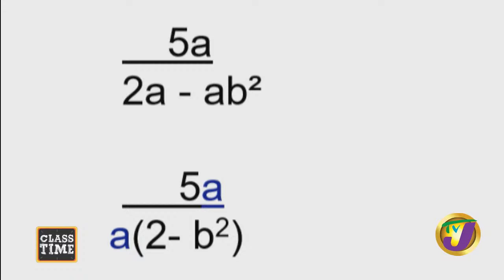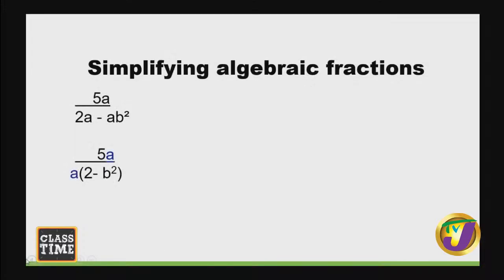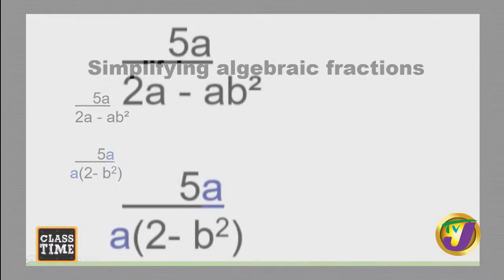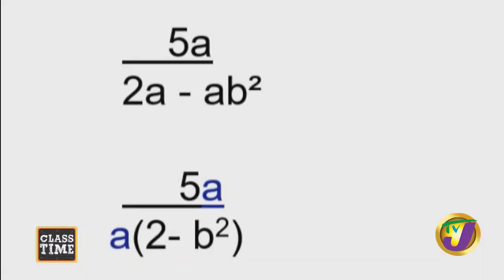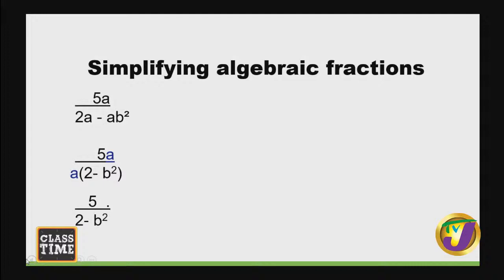b squared, close bracket. Now, looking at your numerator and denominator, you can definitely see, because I've done it for you, I've highlighted the common things. So a is common to both the numerator and the denominator. What can we do here? Yes, we can further factorize. So a divided into a goes one time. So now we have 5 all over 2 subtract b squared. So this is your simplified algebraic fraction from where we started. All right, guys?